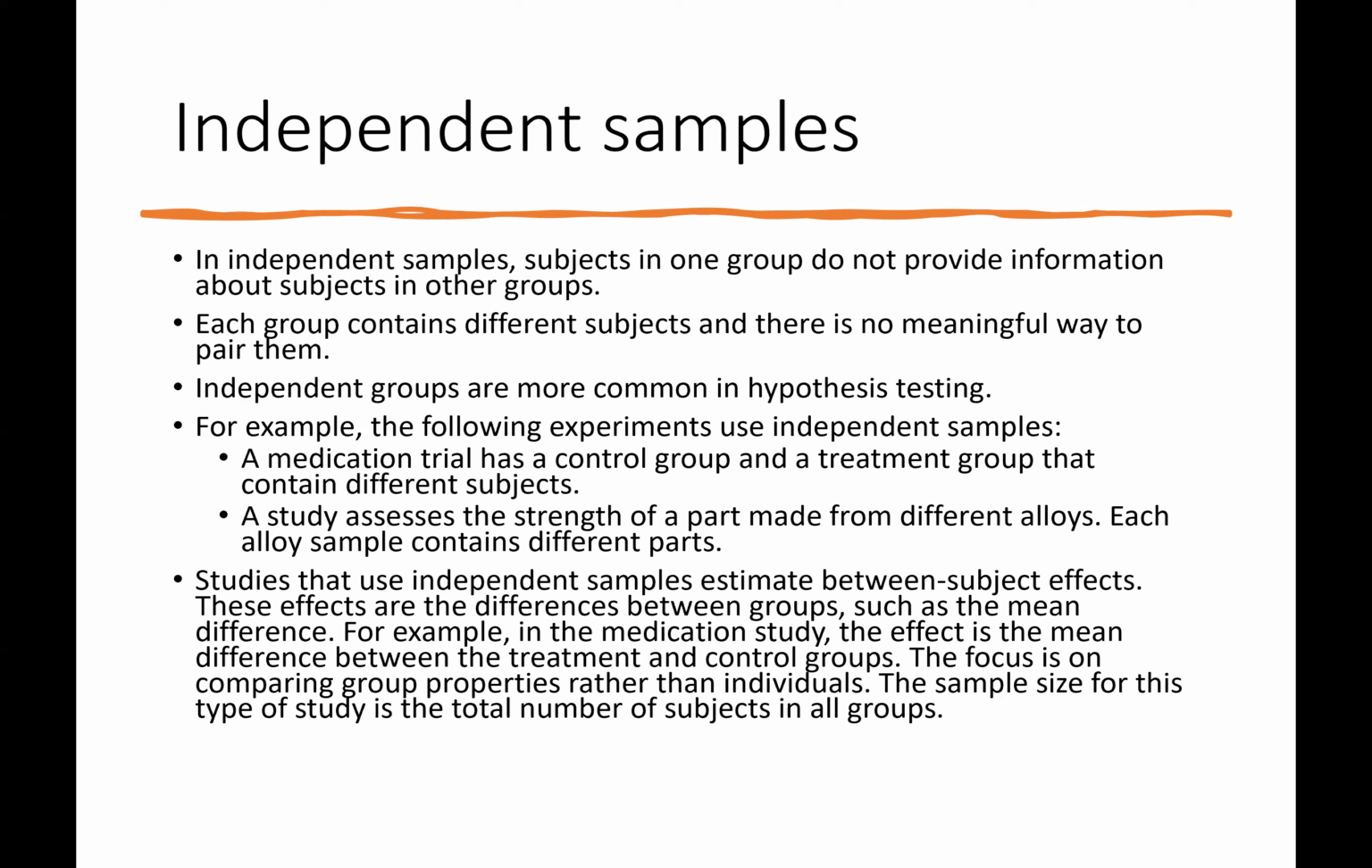Studies that use independent samples estimate between subject effects. These effects are the difference between groups, such as the mean difference. For example, in the medication study, the effect is the mean difference between the treatment and the control groups. The focus is on comparing group properties rather than individuals. The sample size for this type of study is the total number of subjects in all the groups.